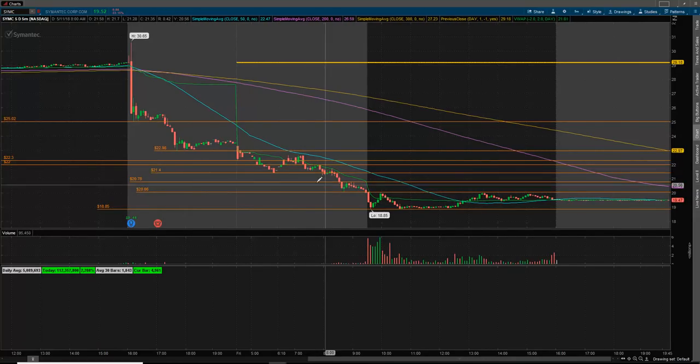Just keep mapping that overhead resistance for potentially selling your shares, because it may get rejected into one of these overhead levels and then just continue to tank. I think this thing potentially has more to give.